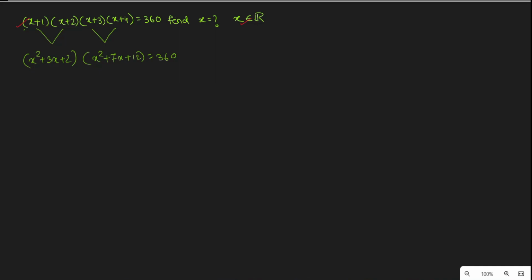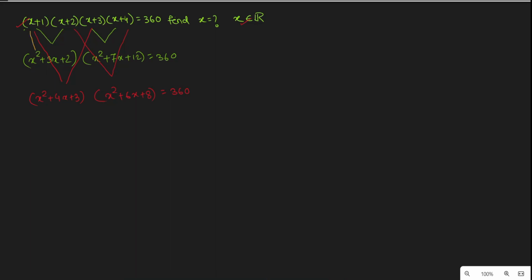In this case also, we are not getting any pattern to solve this equation for x. Now let us multiply first and third, and then second and fourth. When you multiply x+1 with x+3, the answer will be x² + 4x + 3. Now when we multiply x+2 with x+4, the answer will be x² + 6x + 8, equal to 360. In this case also, we are not getting any pattern to solve this equation for x.